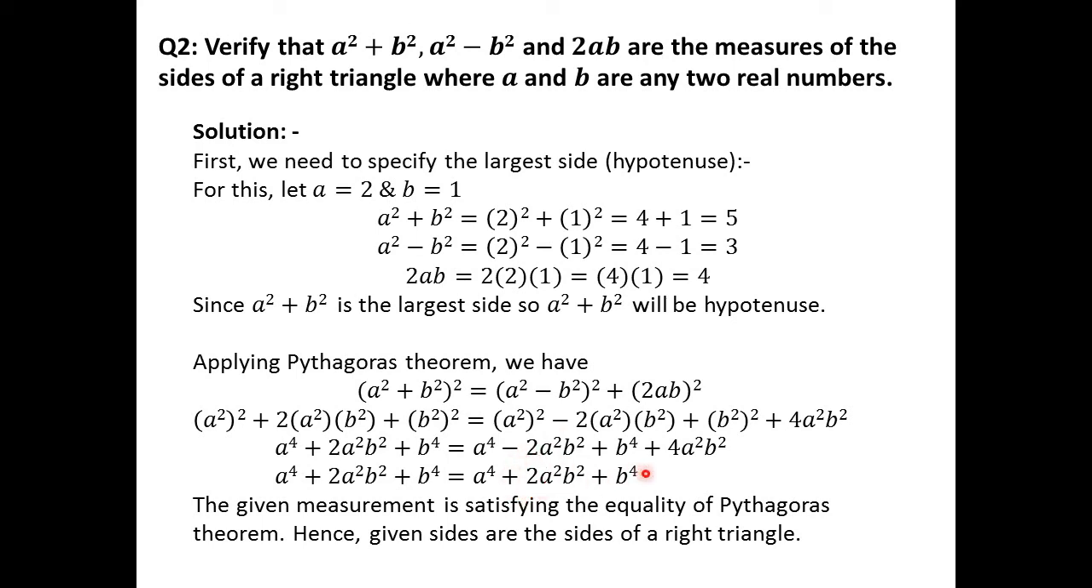Now you are observing both the right hand side and left hand side of this equality are the same, which means this measurement is satisfying the equality of Pythagoras theorem. So I wrote it here, the given measurement is satisfying the equality of Pythagoras theorem, hence the given sides are the sides of a right triangle.